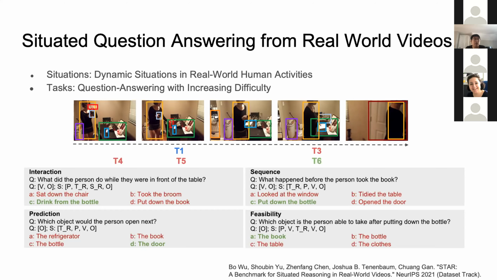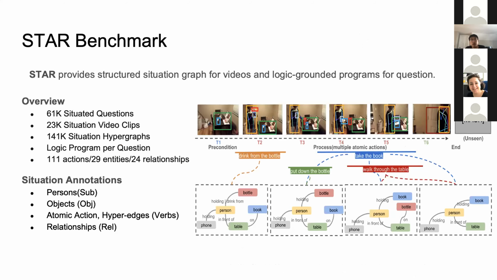This dataset also comes with four types of interesting questions, including asking about interaction, sequence questions regarding action ordering, prediction, imagining what will happen next, as well as physical feasibility estimation. Another very interesting perspective is situated reasoning, or in short, the STAR benchmark. This dataset consists of 23K video clips and over 600K questions.